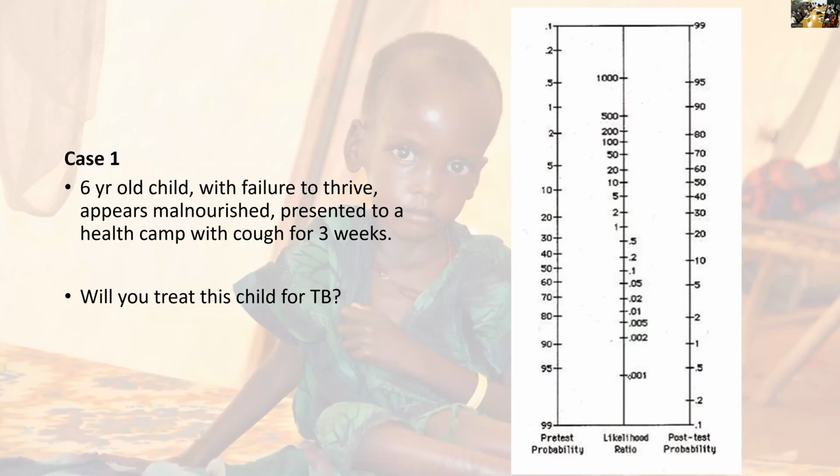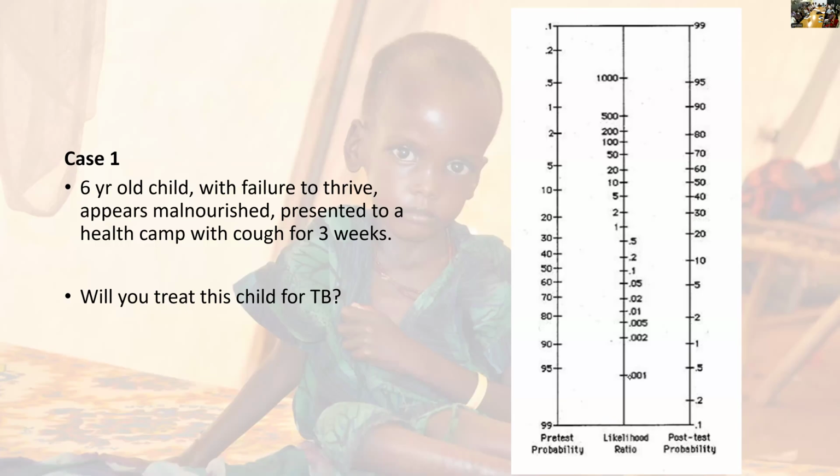Now, what is the pretest probability that this child has TB? 80%? Okay. And based on the strict reference standard, we got a positive likelihood ratio of 6. So we have a pretest probability of 80. Our positive likelihood ratio is 6. Now, when I draw a line, we find that the post-test probability goes above 90. So it helps us to confirm that this patient most likely has tuberculosis.